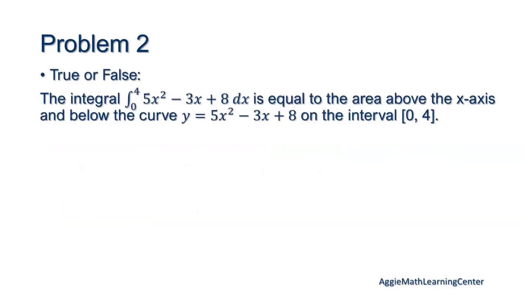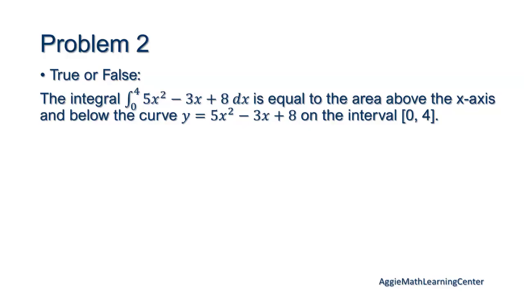So our second problem is the integral from 0 to 4 of 5x squared minus 3x plus 8 dx is equal to the area above the x-axis and below the curve y equals 5x squared minus 3x plus 8 on the interval 0 to 4. Essentially, we're going to take this integral and we want to know if it's equal to the area above the x-axis and below the curve of that function on the interval. So based on what we just talked about, what do you think?